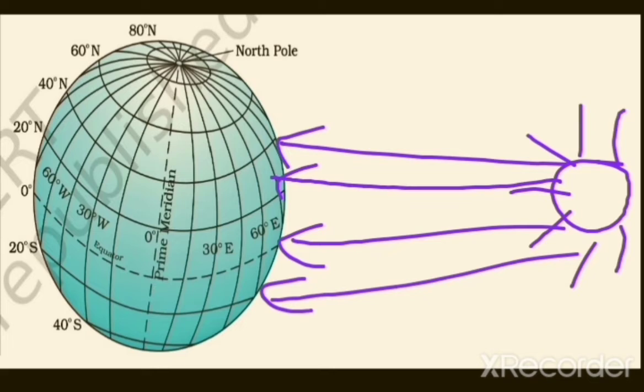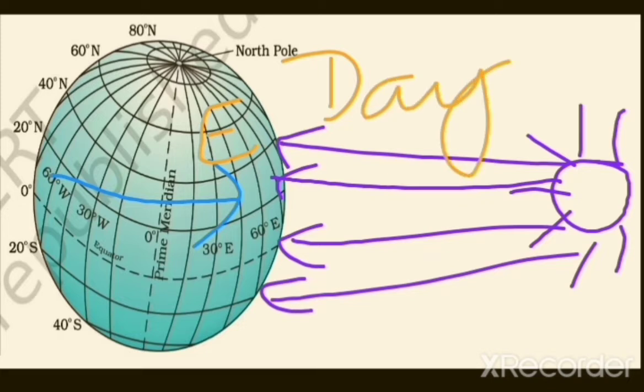As we all know, the earth rotates from west to east. That means the sun rises in the eastern direction first. Let us understand: if it is the eastern direction where it is daytime, then in the exactly opposite direction, that is the western direction, on this side, what is happening? On this side it is night.